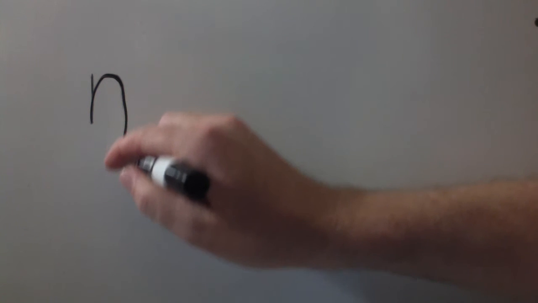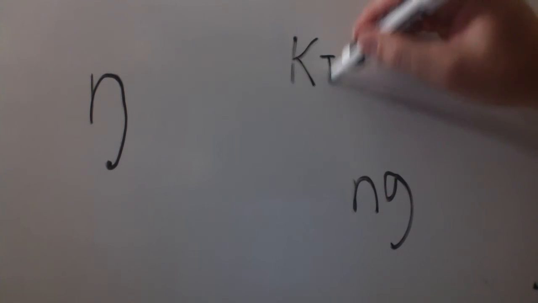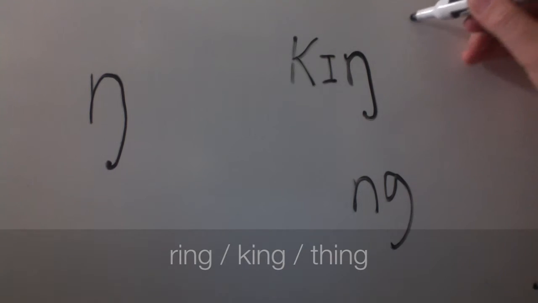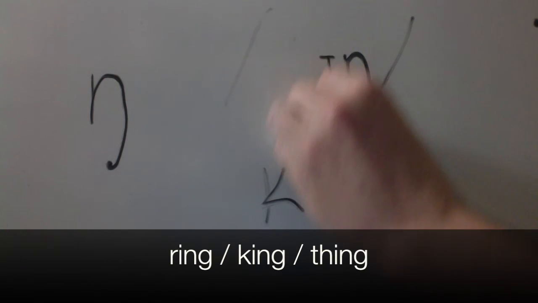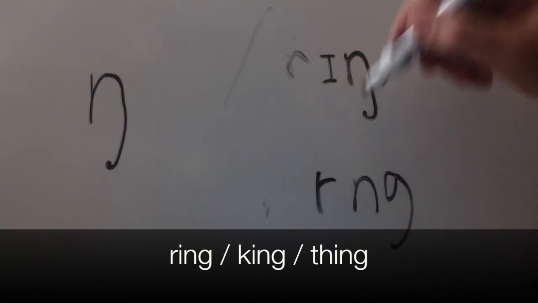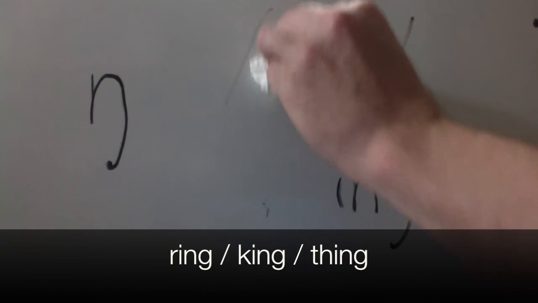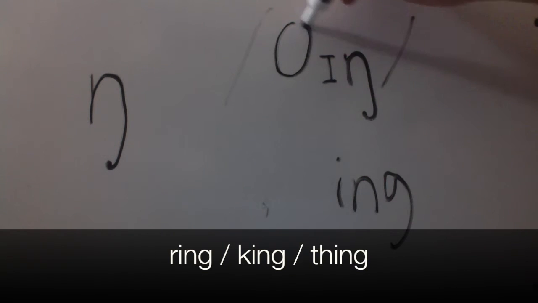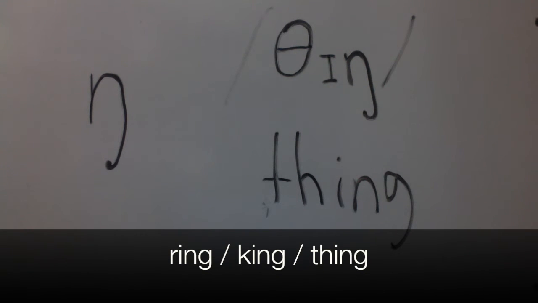There's this symbol here, which usually in English is represented by an NG, but in IPA is represented by this N with a hook on it. So there we have the word king, and we have the word ring, and what word do we have here? We have the word thing.